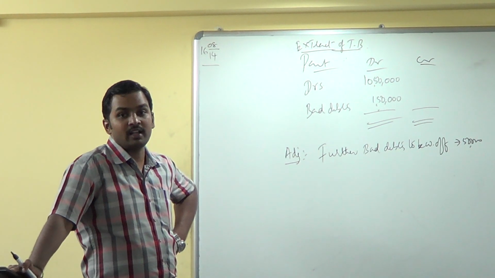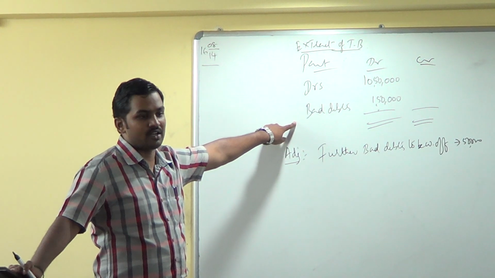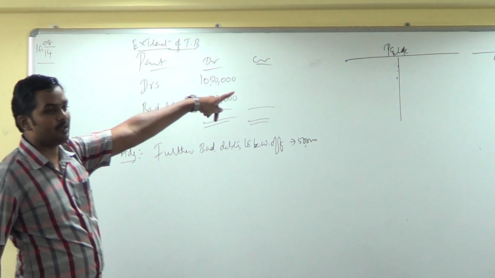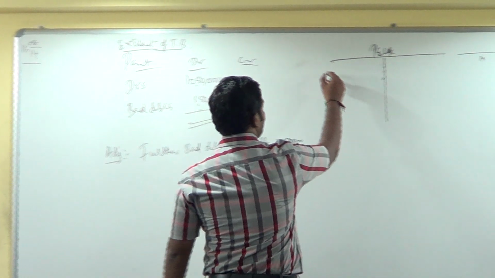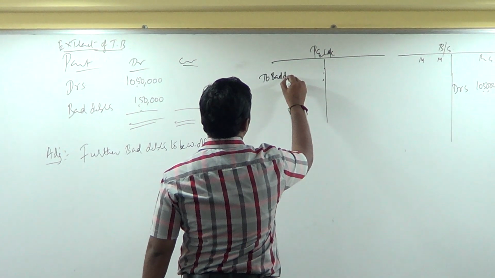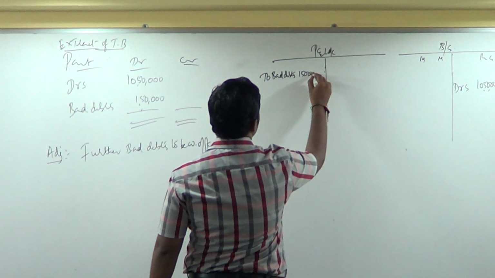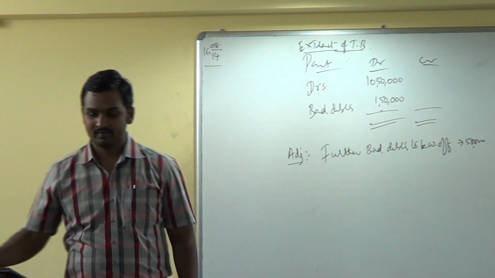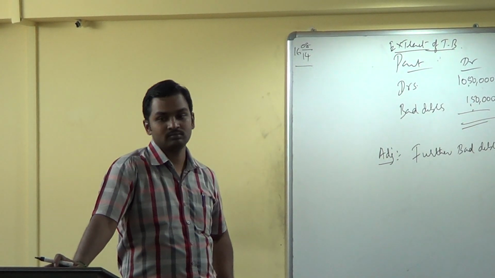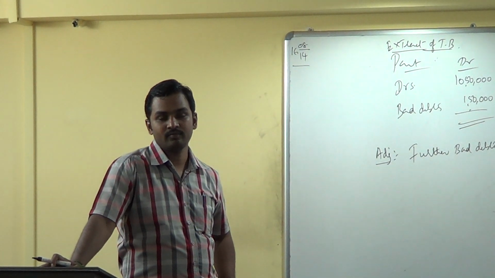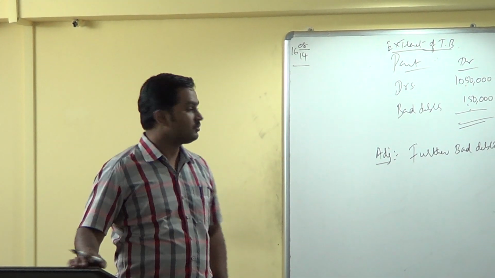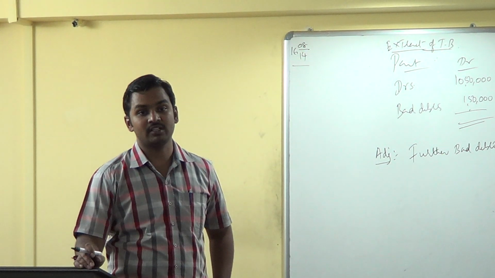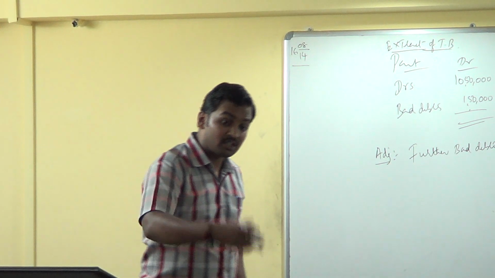Next, bad debts 1,50,000 shown inside the trial balance. That means this amount is already reduced from debtors. Where do you show bad debts? Only in the profit and loss account, inner column 1,50,000. Read the adjustment now. Further bad debt should be written off 50,000. Now we have to write off another 50,000 as bad debts.